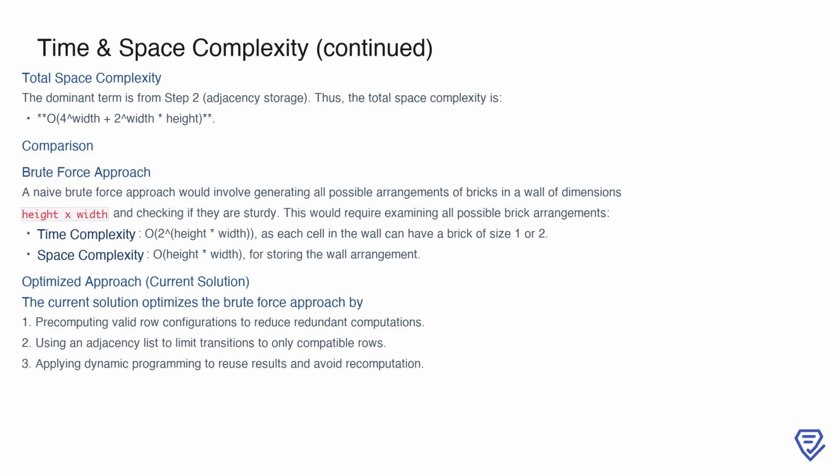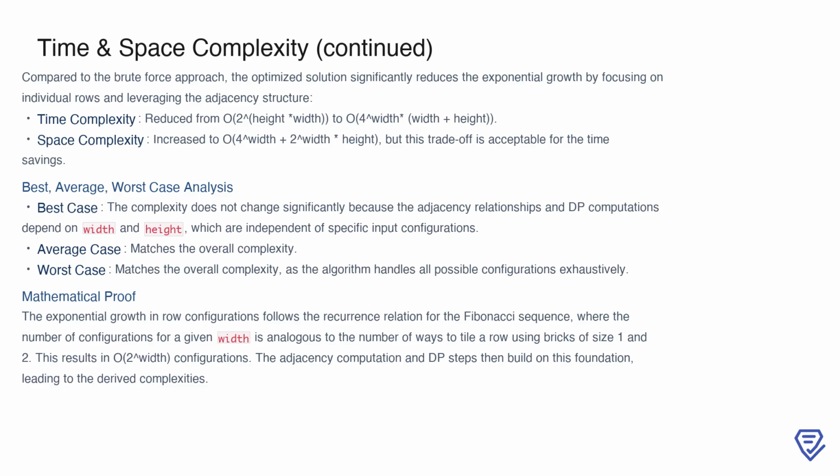In contrast, our optimized approach avoids this exponential blowup by pre-computing valid row configurations and using an adjacency list to restrict transitions to compatible rows. Dynamic programming further reduces redundant calculations, making the solution much more efficient. Compared to the brute force approach, the optimized solution achieves a significant reduction in time complexity, from 2^(height*width) to 4^width*(width plus height). While the space complexity increases to 4^width plus 2^width*height, this trade-off is acceptable given the considerable time savings.